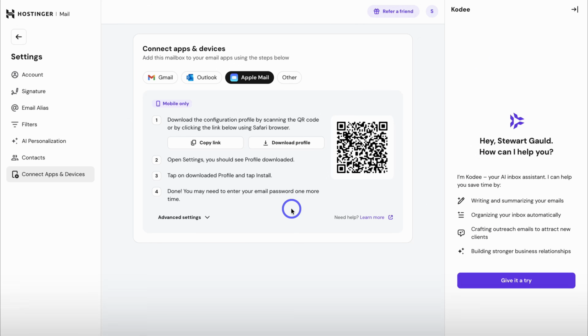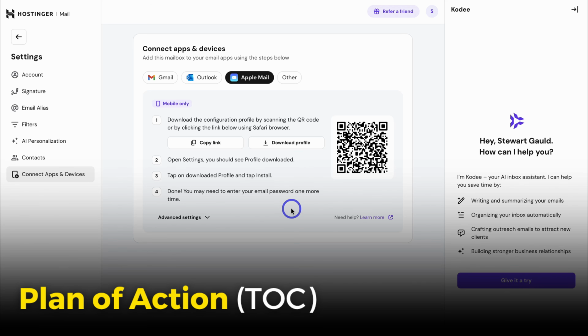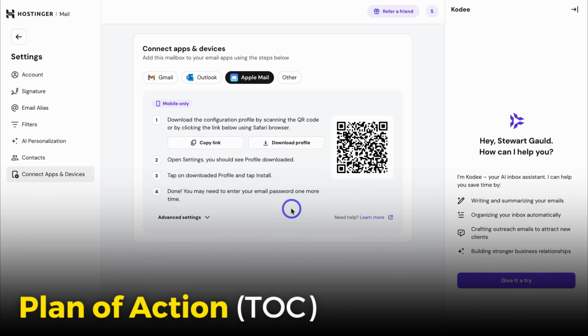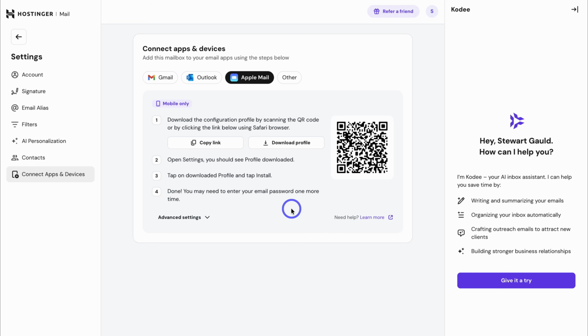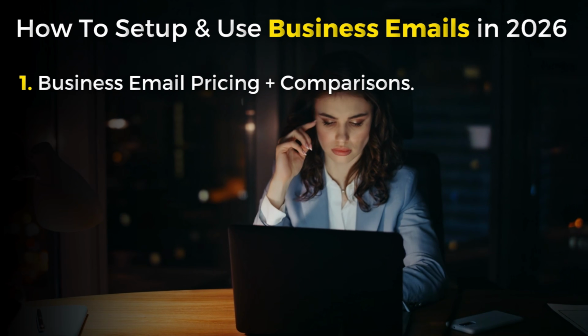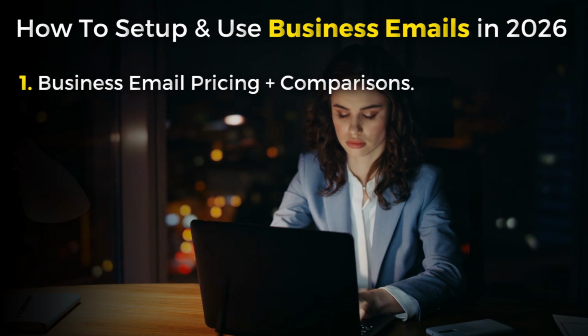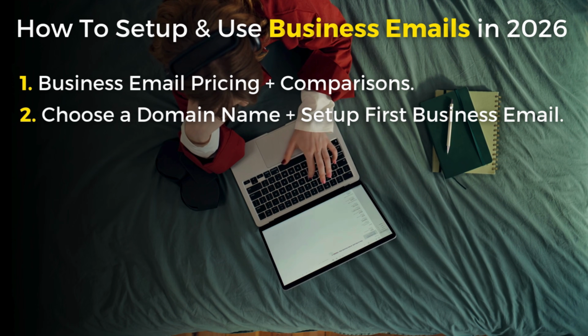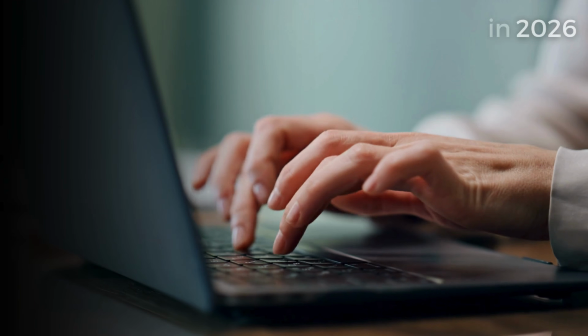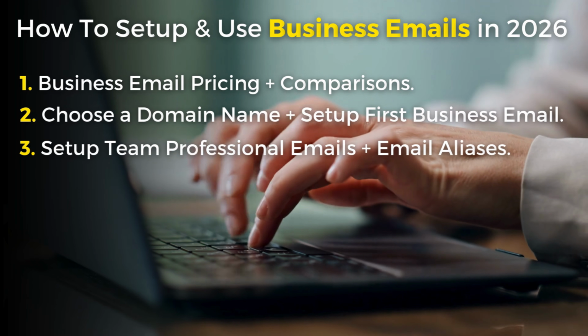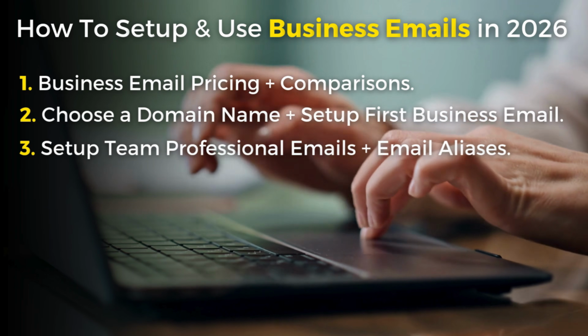Okay, now before we navigate through the step-by-step process of setting up your business emails, let's quickly highlight what we're going to cover today. First, we're going to talk about business email pricing and briefly compare popular business email providers out there. We'll then choose a domain name and set up our first business email. Following this, if you have a team, we'll set up your team's inboxes. Then we'll discuss setting up email aliases.